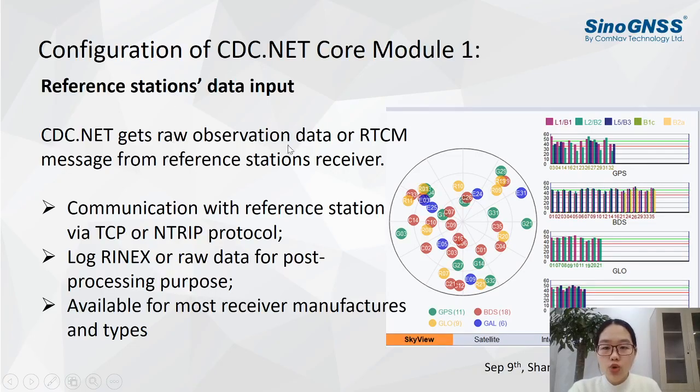CDCnet gets raw observation data or RTCM messages from the reference station's receiver. It can communicate with the reference stations via the TCP or NTRIP protocol and log the RTCM and also the raw data for post-processing purposes. And it is available for most receiver manufacturers and types. Later, we will talk about the details in the software page for the configurations.